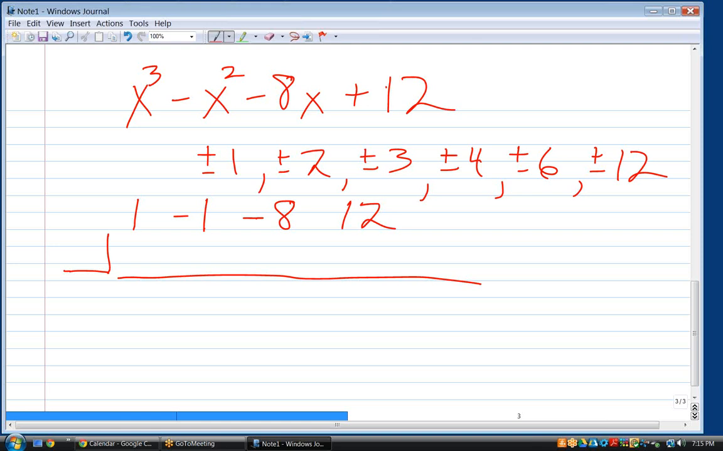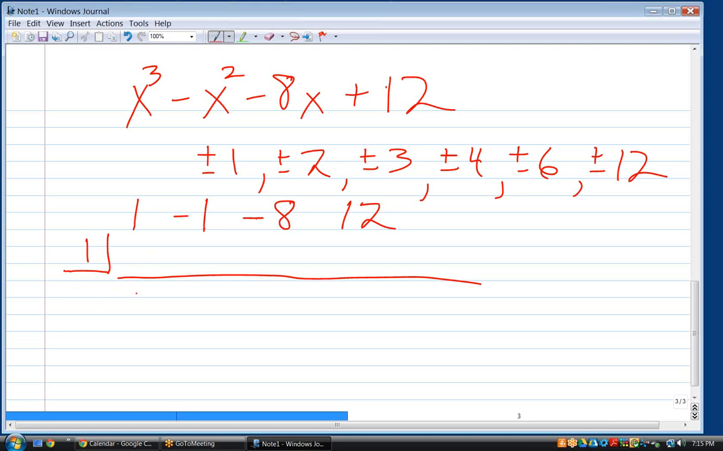The way I do it is I always start based on arithmetic. The easiest one to try is that one. If that doesn't work, I'm going to try minus 1 next. If that doesn't work, I'm going to try plus 2 and then minus 2 and so forth and so on. So do the synthetic substitution for me here.